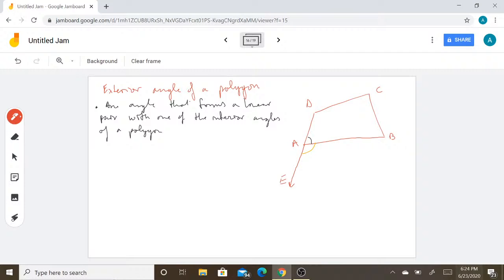And that can be done with any interior angle on a polygon. So we could have done it with CB, the side CB on interior angle B. We could have extended this, creating a linear pair. So the interior angle B is right here, and once we extend it, this angle becomes the exterior angle because we drew a ray BF from the interior angle.